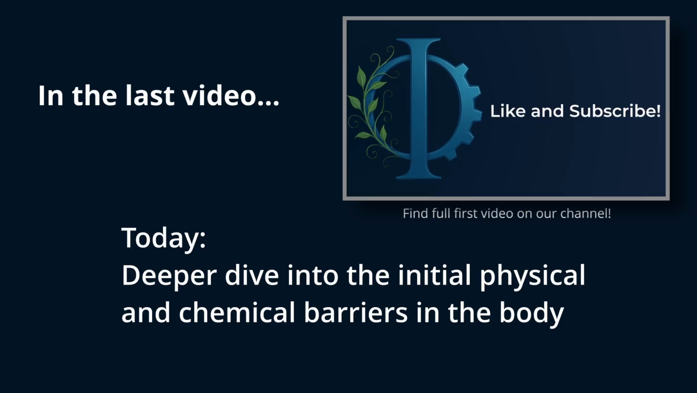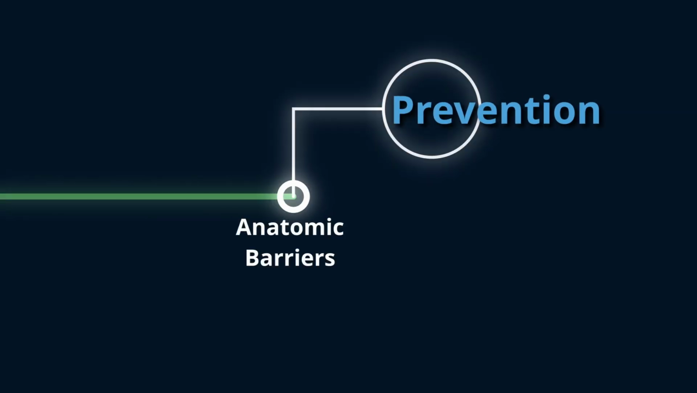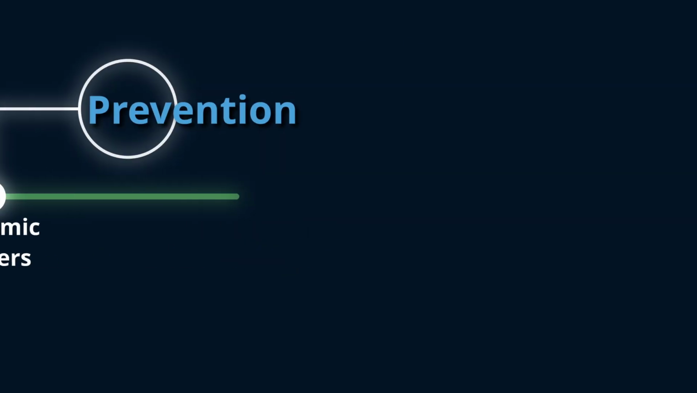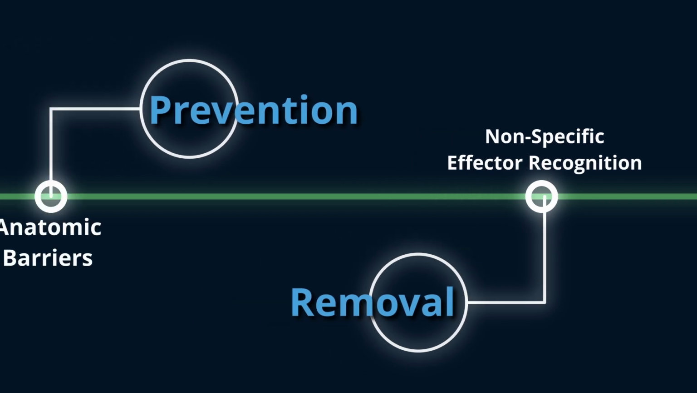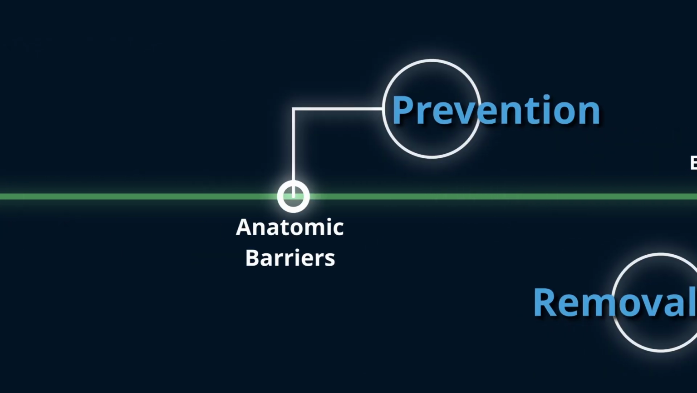infection. When a pathogen attacks the body, it first encounters anatomic barriers whose goals are to contain the pathogen and prevent infection. If they are unsuccessful, infection is initiated and the innate immunity process continues until the pathogen is eliminated. Today we will focus on these anatomic barriers.